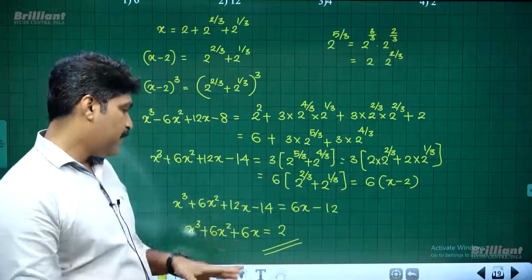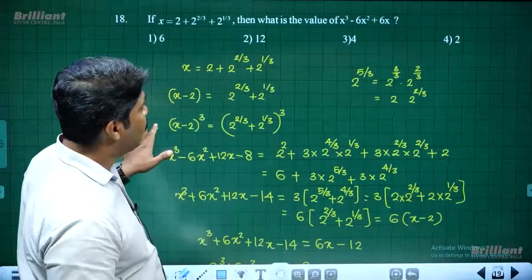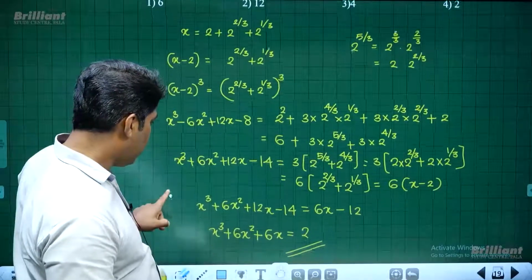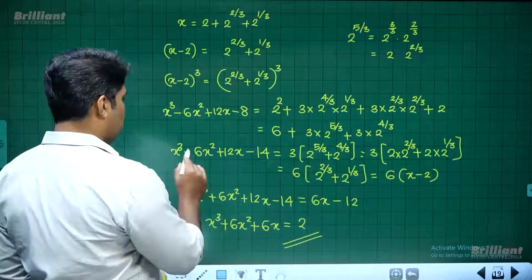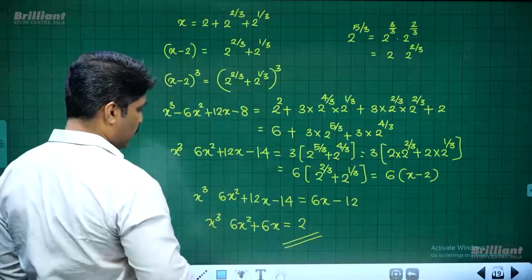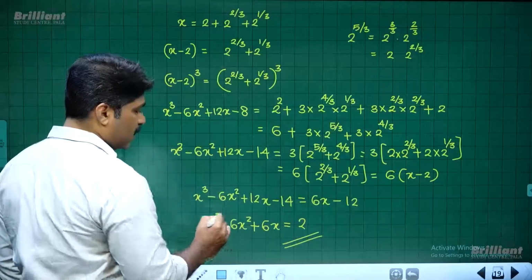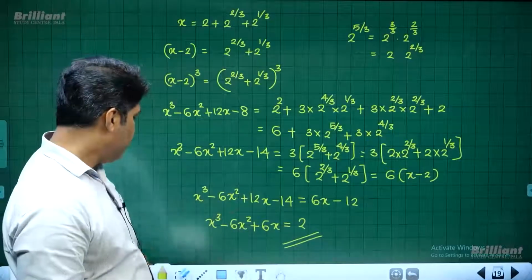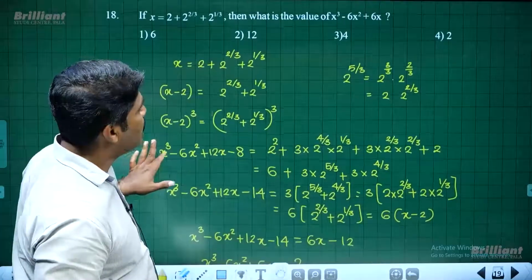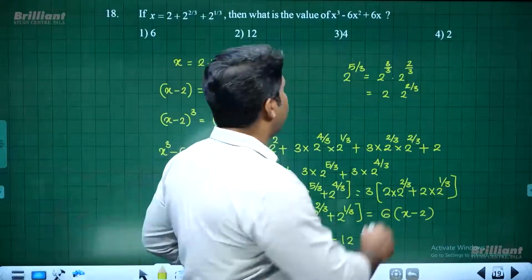So we got the answer equal to 2. So this expression is x cube plus 6x square plus 6x equal to 2. Don't forget the sign here. So x cube plus 6x square plus 6x equal to 2. So that's the final answer here. The answer is equal to 2. Okay, then move to the next question.